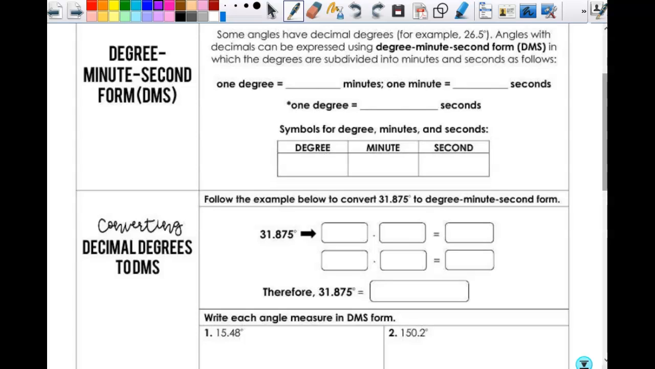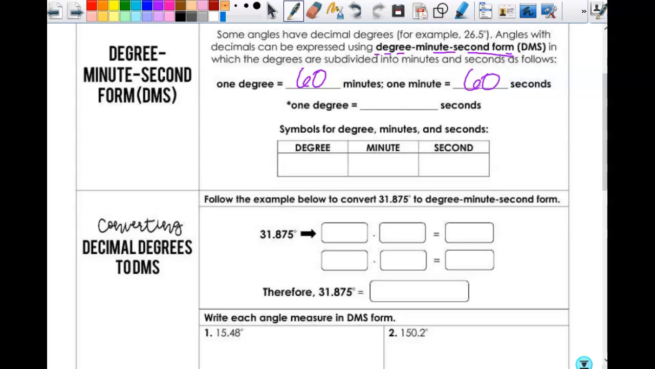So some angles have decimal degrees, for example, 26.5. Angles with decimals can be expressed using degrees, minutes, seconds form, in which the degrees are subdivided into minutes and seconds. So 1 degree is 60 minutes. 1 minute is 60 seconds. So 1 degree is how many seconds?